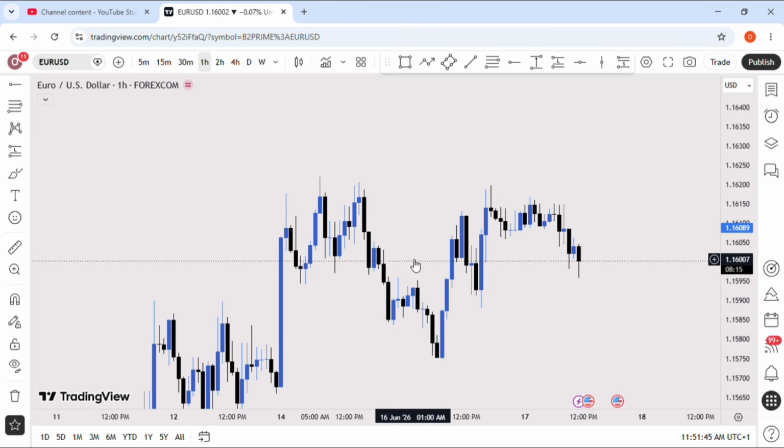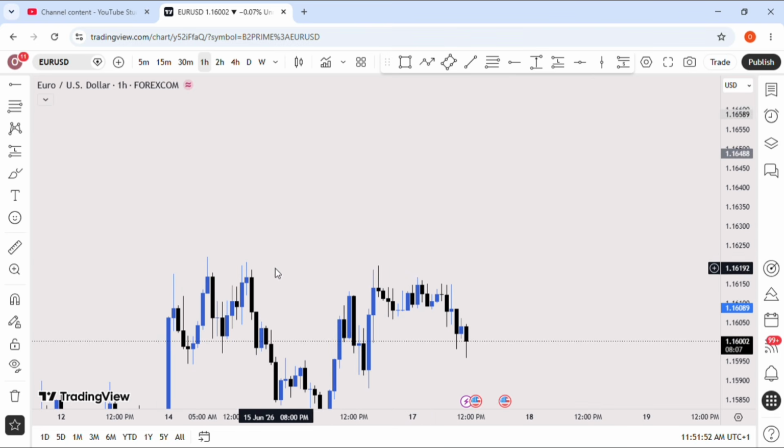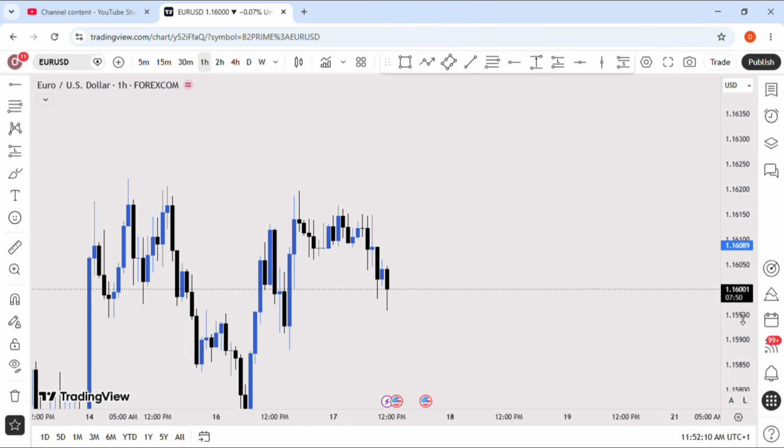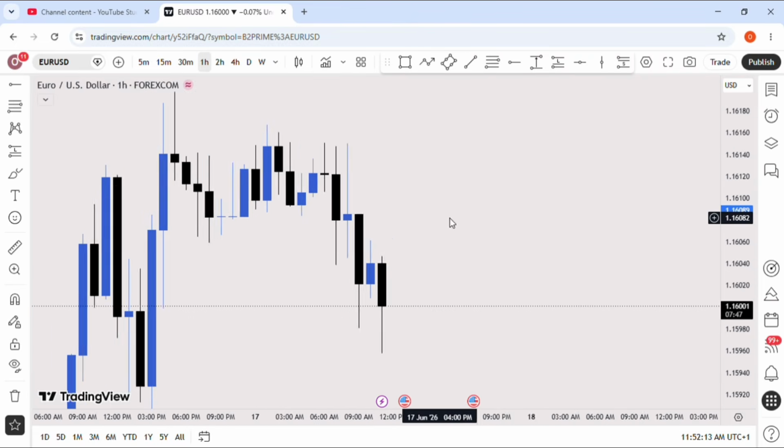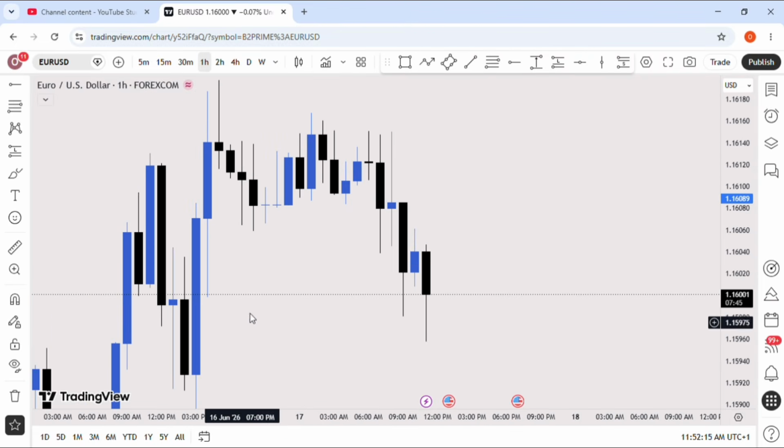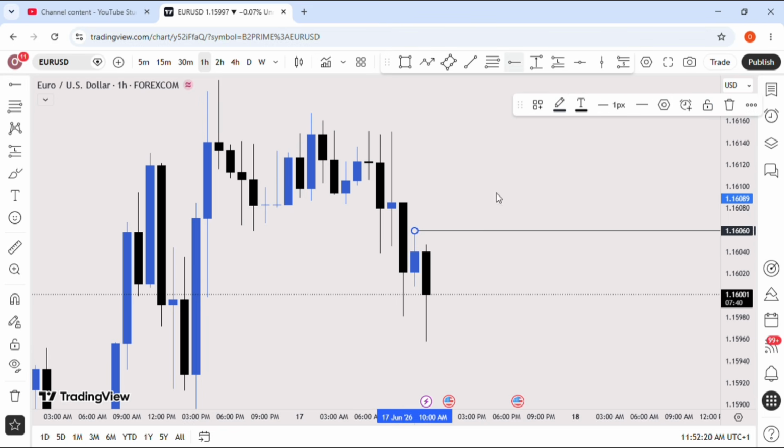But in this particular entry model that I'm about to teach you, we are going to be using our daily highs and daily lows, or our 4-hour highs and our 4-hour lows. These categories fall under the previous high and previous low of any candlestick. So this is our 1-hour time frame, and if you want to say a previous high and a previous low, it should be like this. This should be the previous high and this should be the previous low.